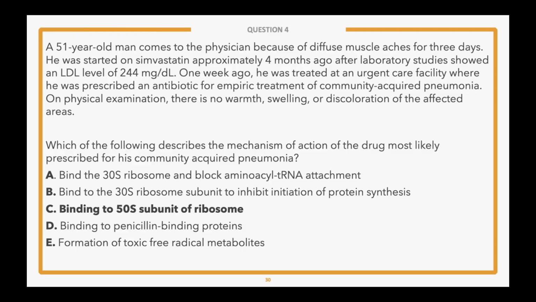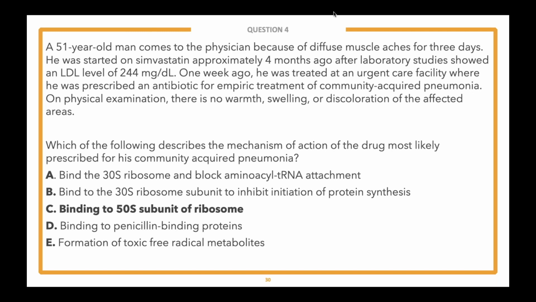Absolutely, and these mechanism of action questions can be particularly tricky. So let's talk about the hints to this one. We're given here that we've got a 51-year-old man. He has a 3-day history of muscle aches, so a pretty acute presentation of muscle aches, myalgias.